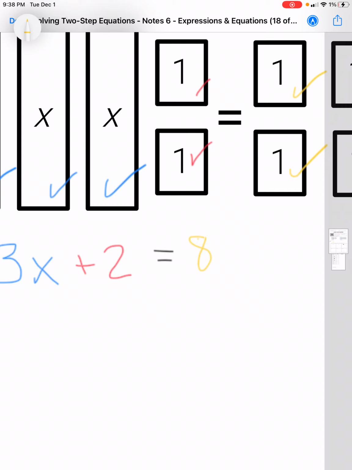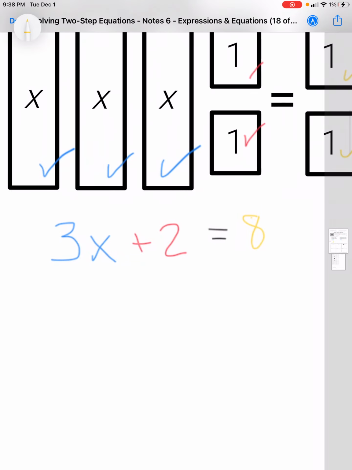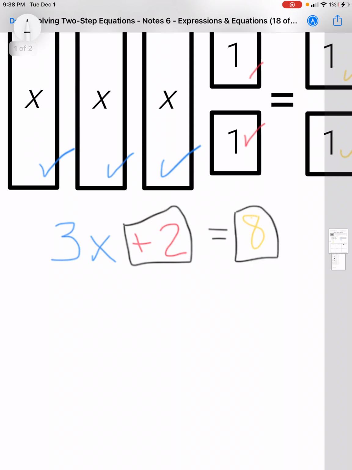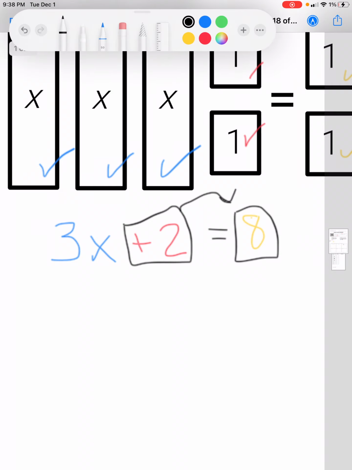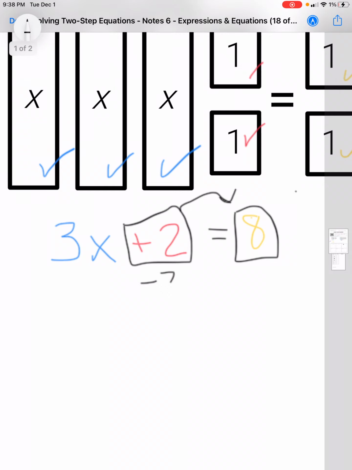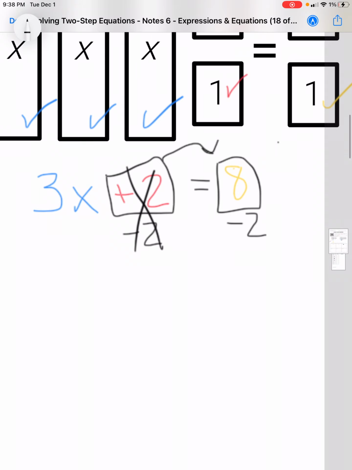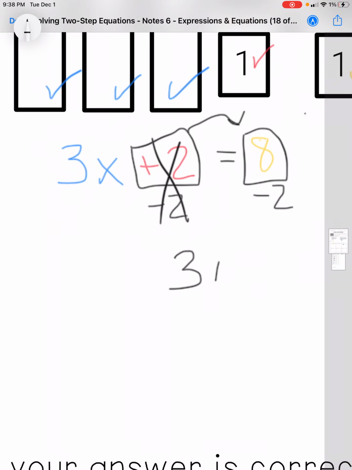Because they're all positives. All right, now this is a two-step equation, so it's going to take 2 steps, okay? The first thing that we need to do is find the like terms and get them together away from the variable, okay? So that means I'm going to take 2 to the other side. How do I get it to the other side? We have to do the opposite, okay? So we're going to subtract 2 from both sides. Those 2's cancel out. I'm left with 3x equals 6.